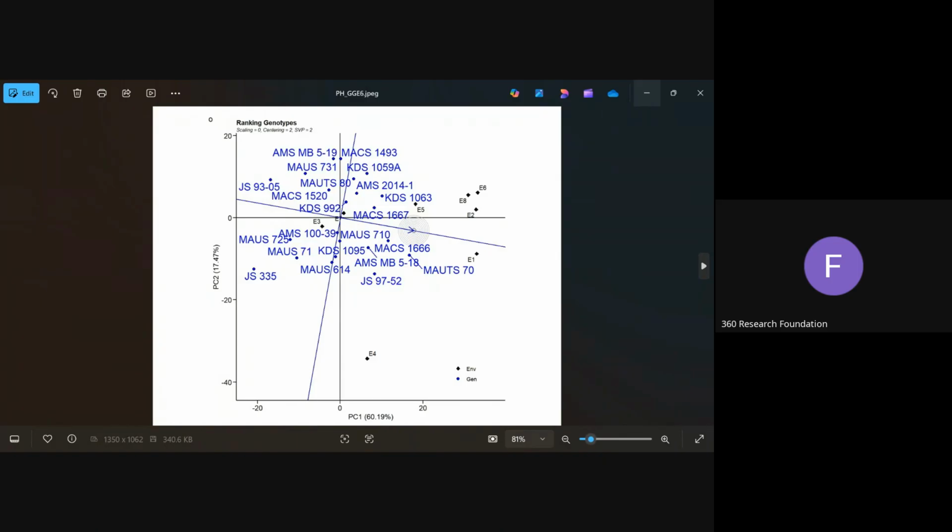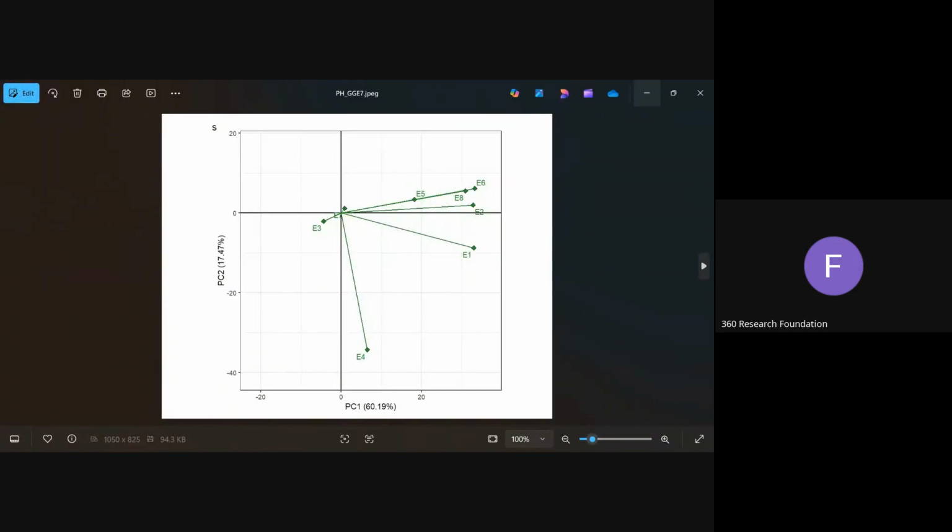And then this plot is called the relationship between environments. As already interpreted, environments 1, 2, 6, 8 were oriented in a similar direction. So they are positively correlated and their discrimination is also consistent. So these environments can be useful for multi-location trials.